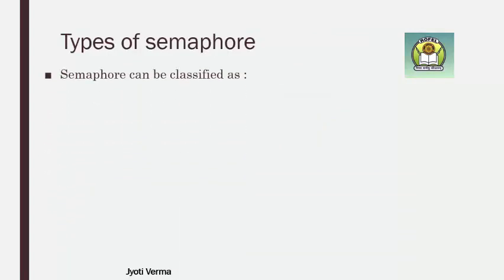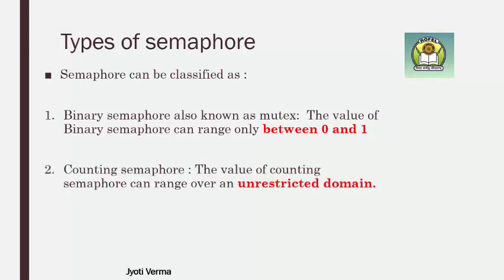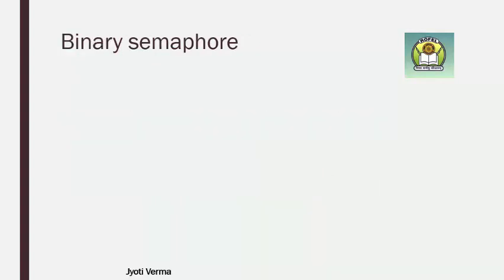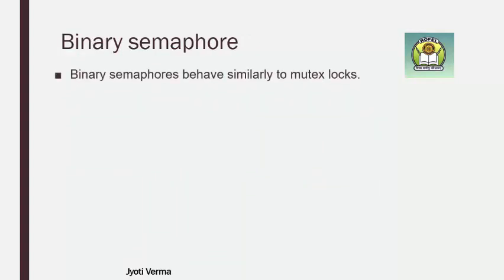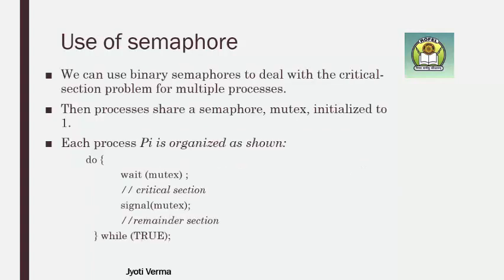Types of semaphore. Semaphores can be classified as binary semaphore, also known as mutex. The value of binary semaphore can range only between 0 and 1. Second type of semaphore is counting semaphore. The value of counting semaphore can range over an unrestricted domain. Binary semaphore behaves similar to the mutex locks. In fact, on systems that do not provide mutex, binary semaphores can be used instead for providing mutual exclusion.